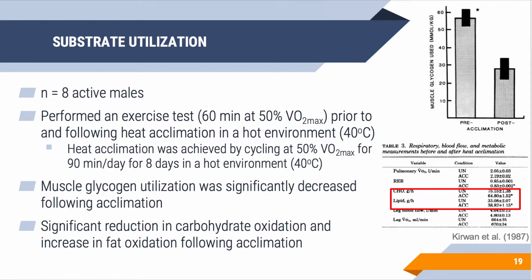Moreover, what they found, highlighted in the red box there, is that there was a significant reduction in carbohydrate utilization or carbohydrate oxidation following acclimation, with a concomitant increase in fat oxidation following heat acclimation. So less carb used, more fat used for the same exercise intensity, only because we have acclimatized or acclimated ourselves to the hot environment.